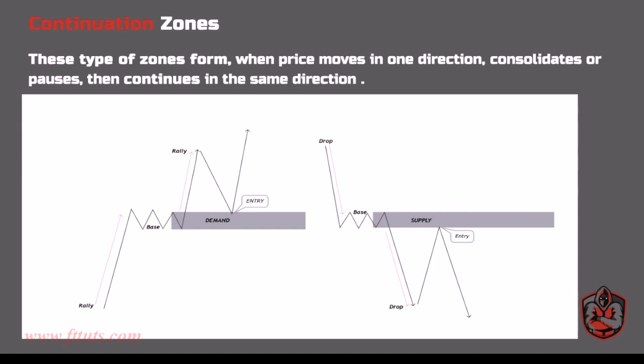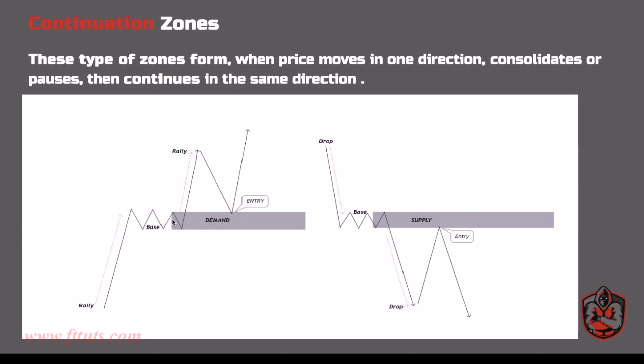Now if you lot pay attention to a continuation zone, yeah, these types of zones form when price moves in one direction, consolidates, and then continues in that same direction. So if you pay attention here, we can see a rally, yeah? Buyers are in power. And then we see a little pause in the market, a little consolidation, right? And then a rally to continue the move over to the upside.